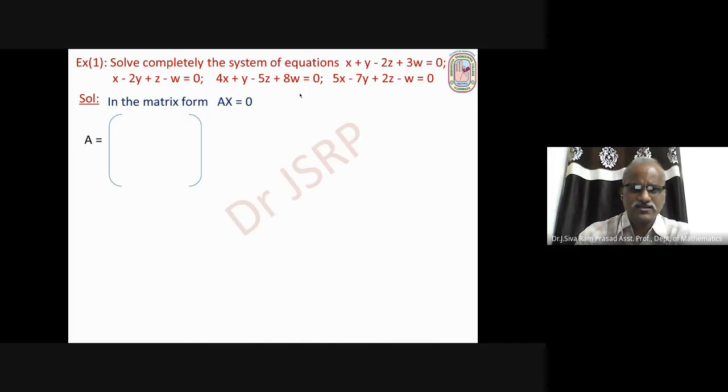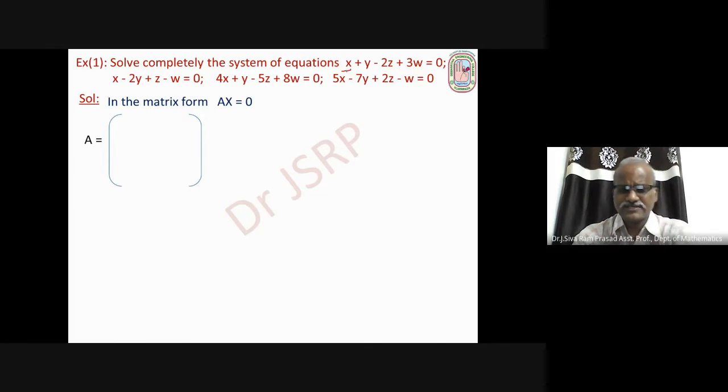In 4 variables. There are 4 variables x, y, z, w and 4 equations. Okay. The right solution. First, as usual, write in matrix form. In the matrix form Ax equals 0. So here coefficient matrix A equal. So first row is coefficients in first equation.